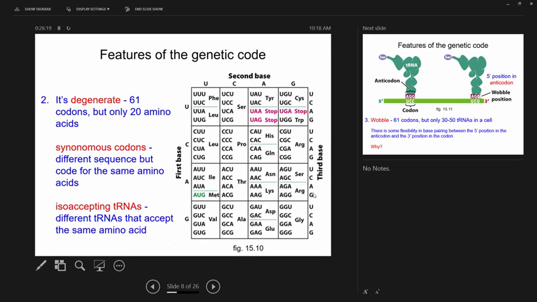But the story about this, and you guys are probably not going to take molecular genetics, it's not offered until 2021.